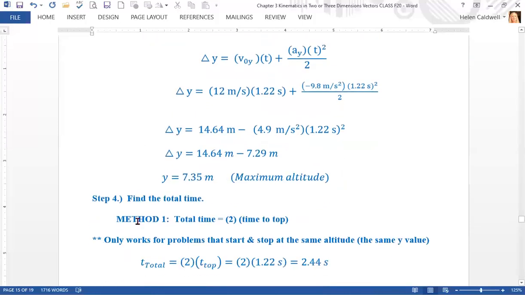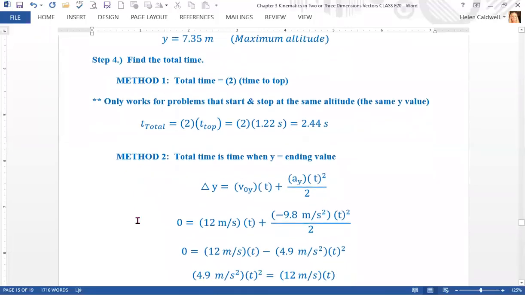Now we can find the total time. So there are 2 ways to do this. The first method only works for problems with symmetry, where you start and stop at the same altitude. And that's because the time to get to the top is the same as the time to get back down. So total time is equal to 2 times the time to get to the top. So 2 times 1.22 seconds equals 2.44 seconds. I know I said don't work across the page. Probably it would have been better to have done it vertically, but this one instance would be okay.